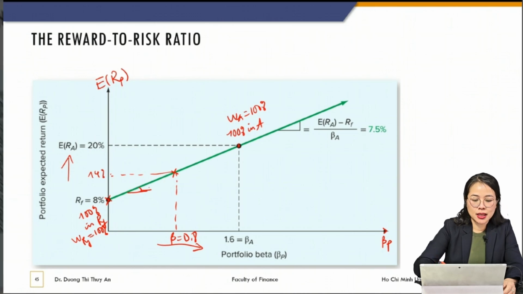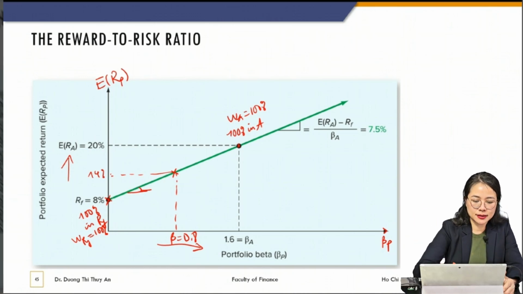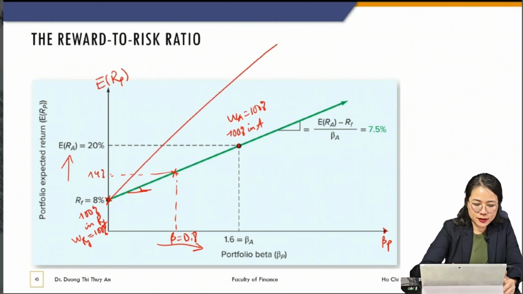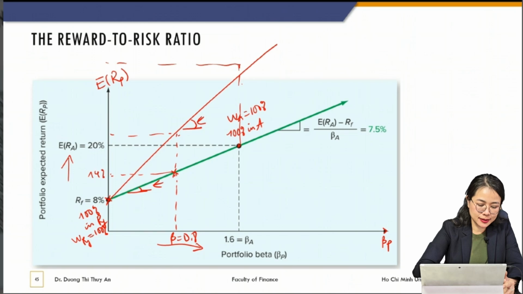The bigger the slope, for example, for the same level of beta, you have a much higher expected return, somewhere like this, right? And this slope is much bigger than this slope. So to find the reward to risk ratio, we define the slope of this line.